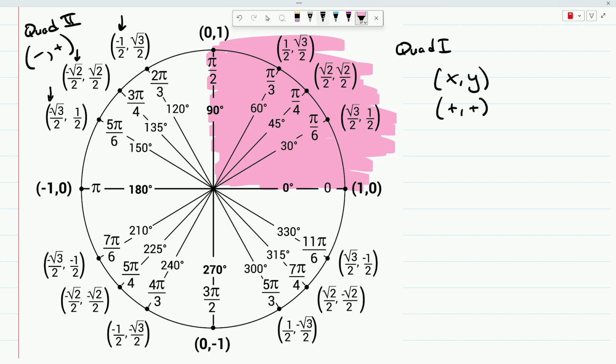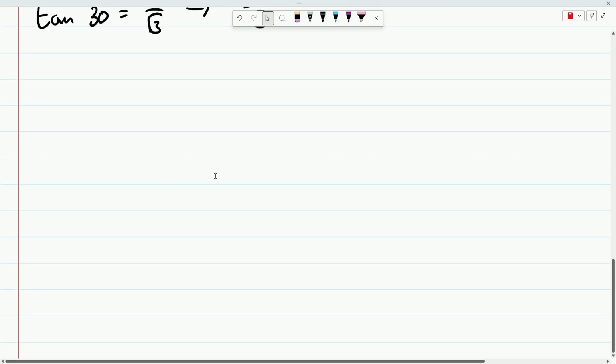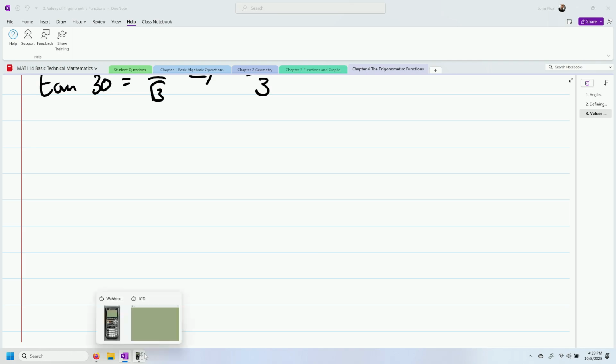Next, what I want to go over is, well, what about if we use our calculator? Like, how do we find that stuff? All right? So let's get out our calculator here if I can. I still should have it. Yep, here it is.